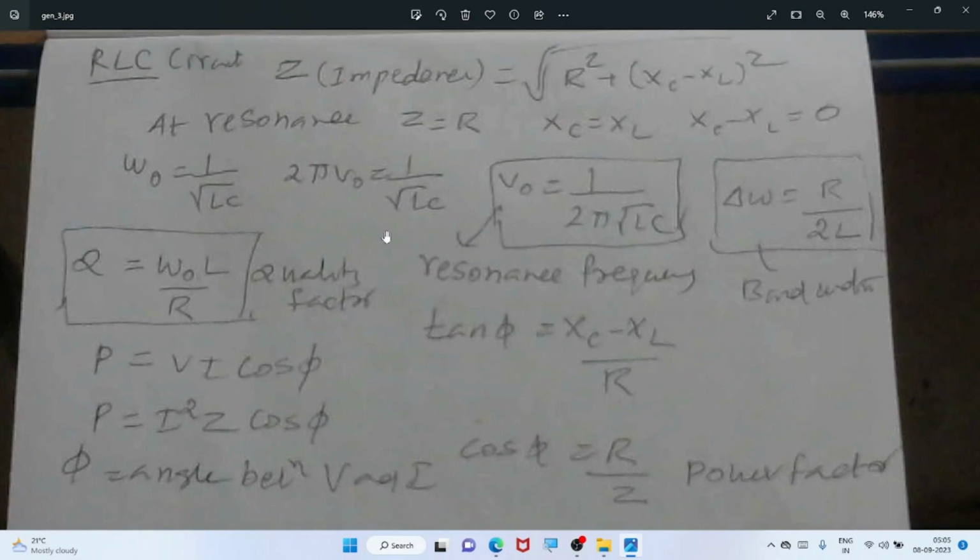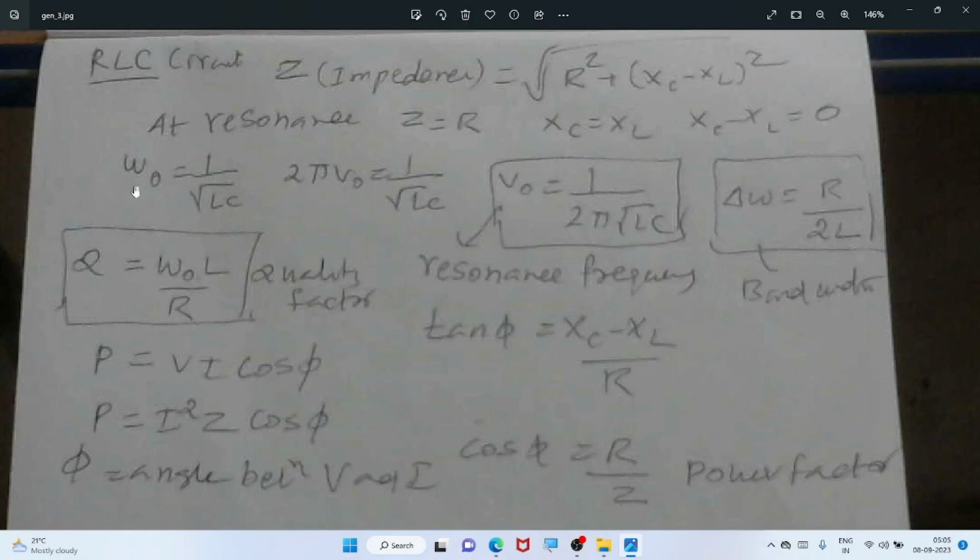In the RLC circuit, where the circuit has resistance, inductance and capacitance, you compute impedance like this, Z. The voltage by impedance is the current. At resonance, XC will be equal to XL. This term will be 0. That means Z equals R at resonance. So the current will be maximum at resonance.